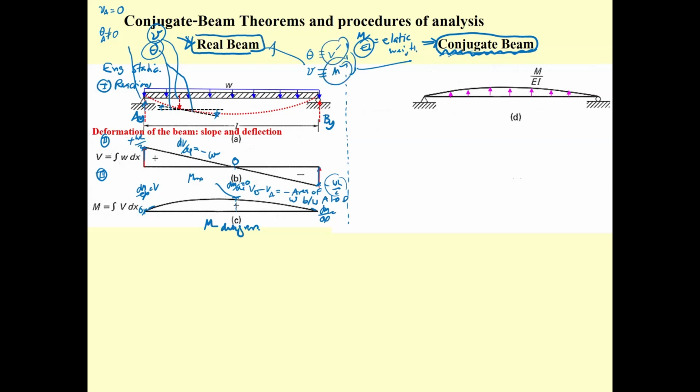The shear on the conjugate beam and the moment on the conjugate beam. Based on this one, you can compute the reaction over here. Due to the symmetry, half of the elastic weight will be distributed to this point A part, and the other half will be distributed to this point B part. Now, this is going to be the A sub y part, and this is going to be the B sub y part.